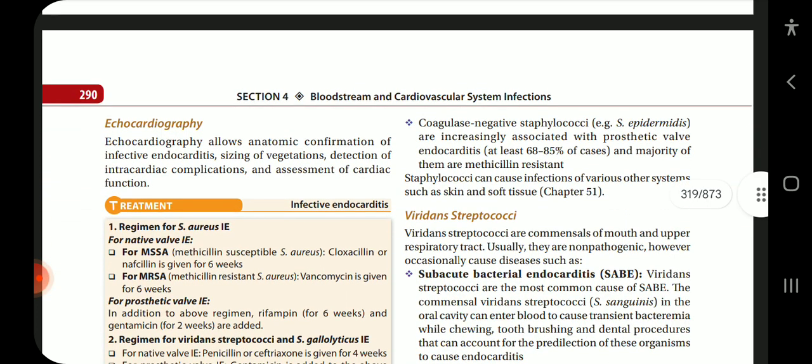Other than this, echocardiography also allows anatomic confirmation of infective endocarditis, sizing of the vegetation, detection of intracardiac complications, and assessment of cardiac function.